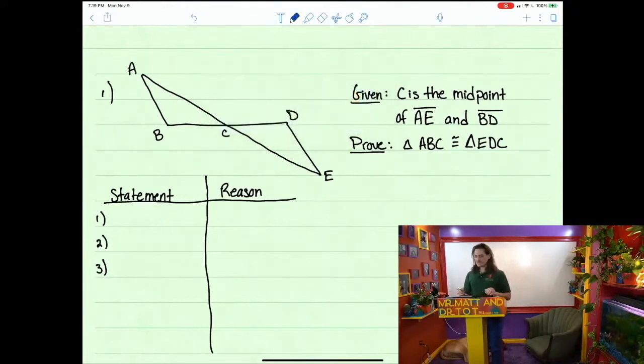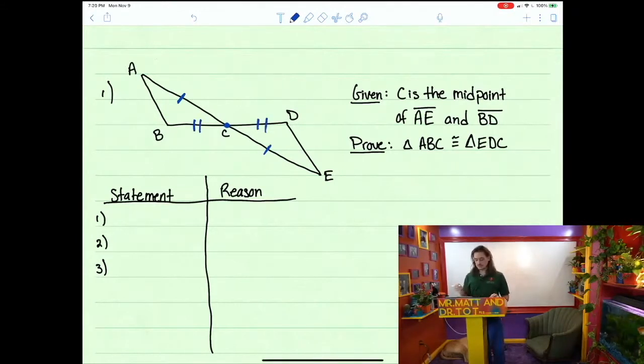Okay, so looking at these given statements, they say that point C right here is the midpoint of AE and BD. So AE is that entire long portion. If C is the midpoint, that means that AC has to be congruent to CE. Also, if C is the midpoint of line segment BD, then BC has to be congruent to CD.